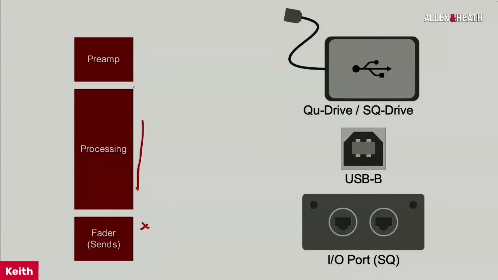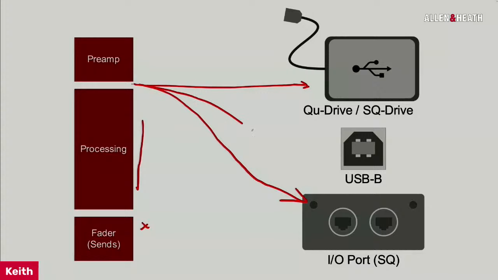So we want to record in this little gap here. We want to come straight out of the preamp. In a live recording, of course, you can go to Q drive or SQ drive. If you've got an SQ, and I'm not going to go into this too much today because it's more about the concept, you could route this out to the I/O port. So you could use MADI, Waves, Dante. That's what you would want to use if you need higher channel counts or you want to record more channels. But the concept's exactly the same as if we were to use USB-B, which is what we're going to talk about today.